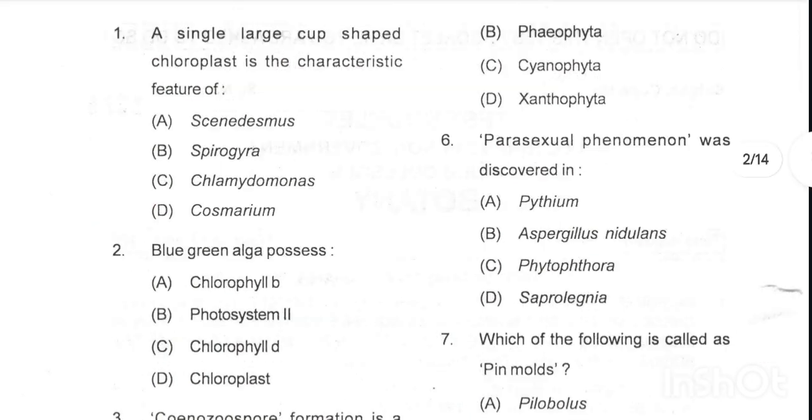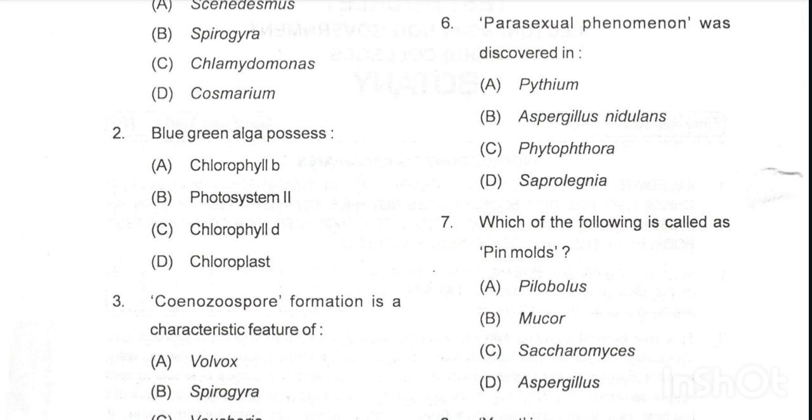Then blue-green algae possess chlorophyll A, option A is chlorophyll B, option B photosystem 2, then chlorophyll D, then chloroplast. At first, blue-green alga is a prokaryotic cell, so they lack chloroplast. So option D is the incorrect one.